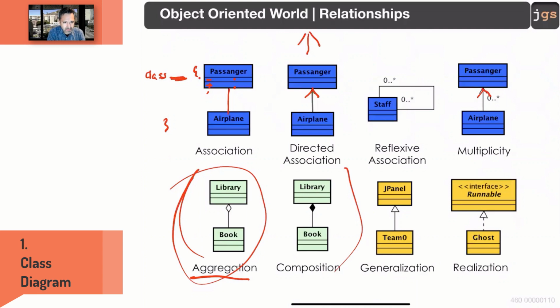Inheritance was implement and extend. Aggregation, composition, we're talking about variables. What about association? What happens with this one and this one in the source code? What is the meaning of association in the source code? Any idea?